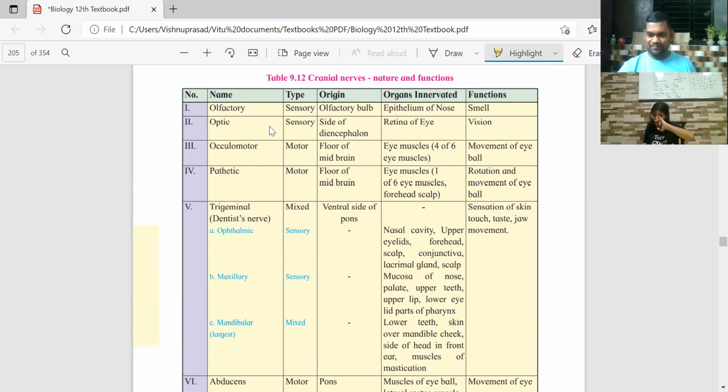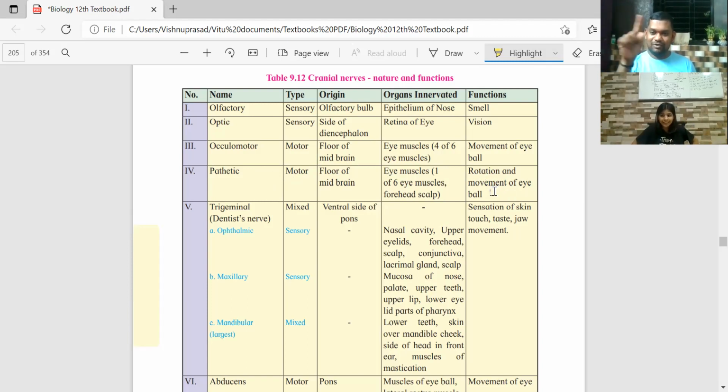Sensory. The function of pathetic is rotation and movement of the eyeball. What about glossopharyngeal? We'll come to that. Relax.